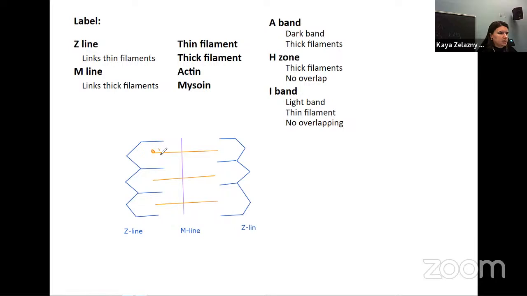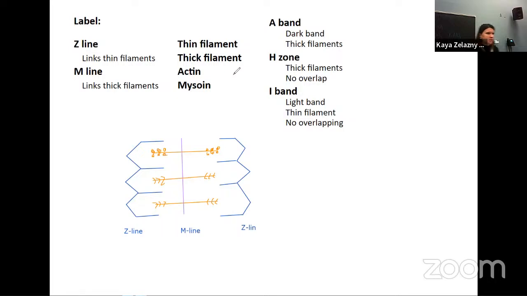And we might also draw on our cross bridges. That's going to help us understand how we pull this sarcomere shorter. I'm drawing on those cross bridges, those heads of the myosin. Got something like that. That's going to lead us to our bands. So our bands, we're thinking about where we have actin, where we have myosin, and where we have our regions of overlap.